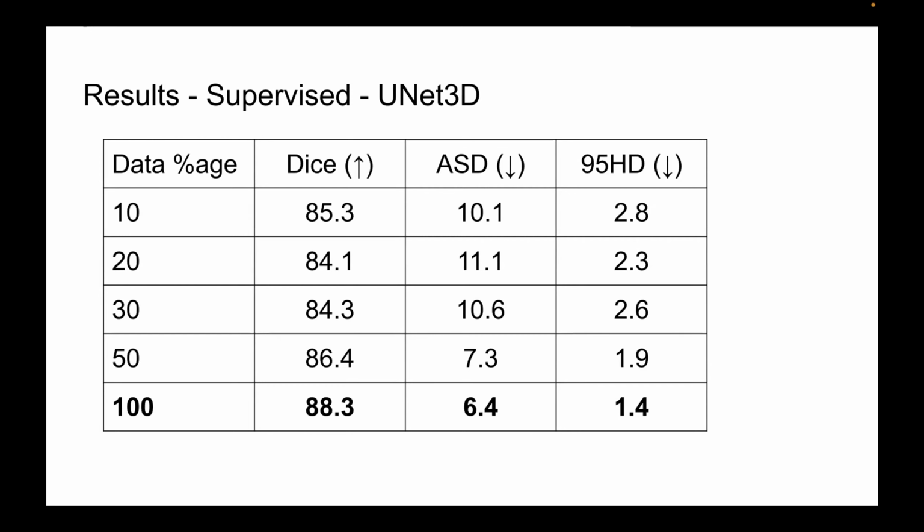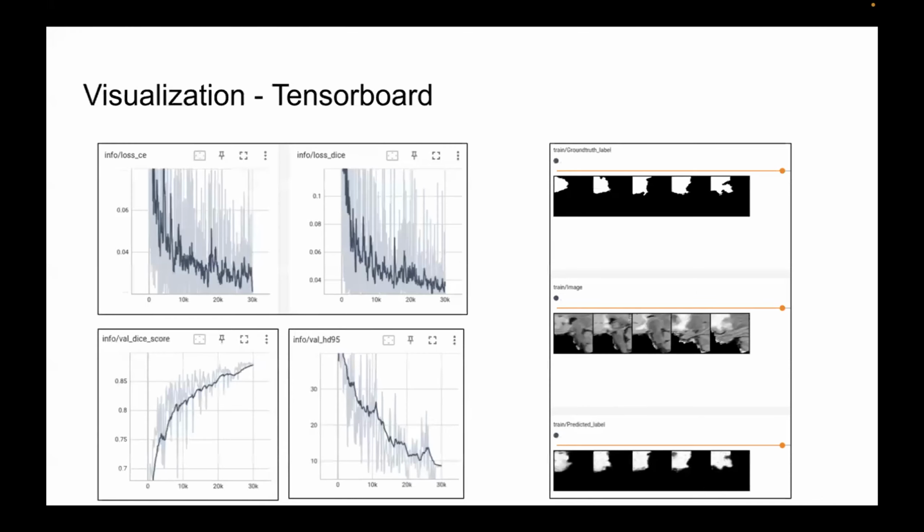This is the first set of results in the supervised setting. Right now I'm getting an 88.3 Dice score with 100% of the data, whereas even with 10% it is 85.3%. The Hausdorff distance is 2.8 for 10%, whereas for 100% it is 1.4. This shows some of the training curves.